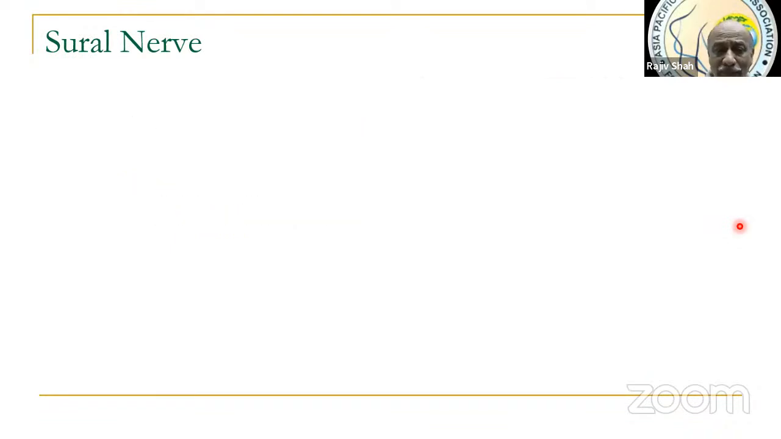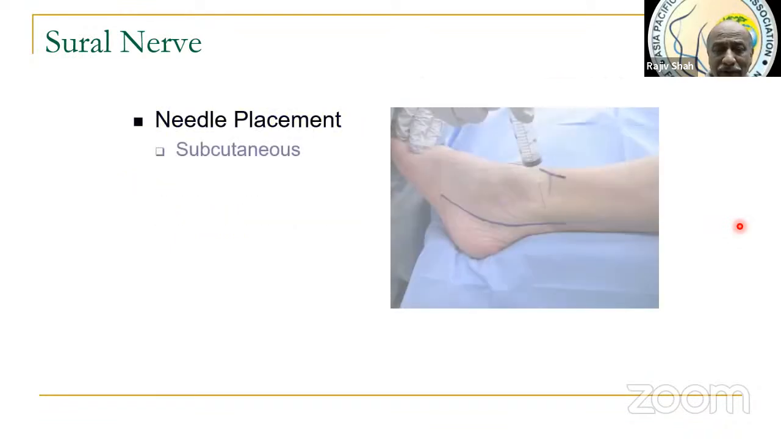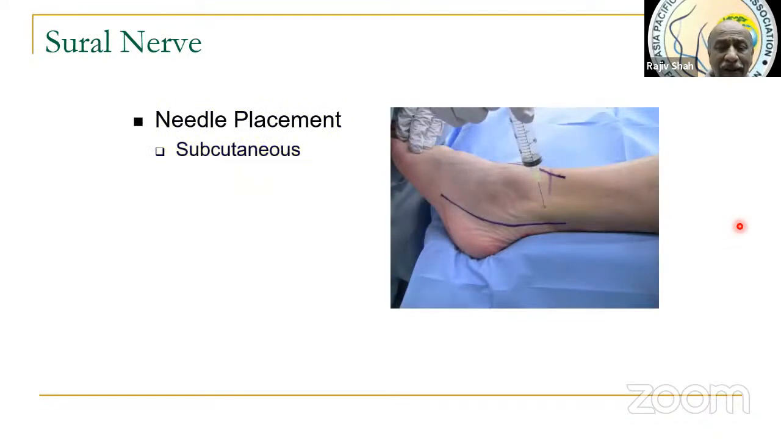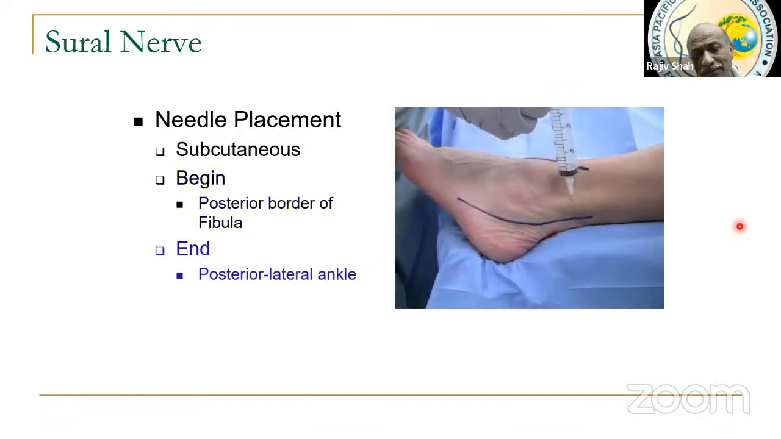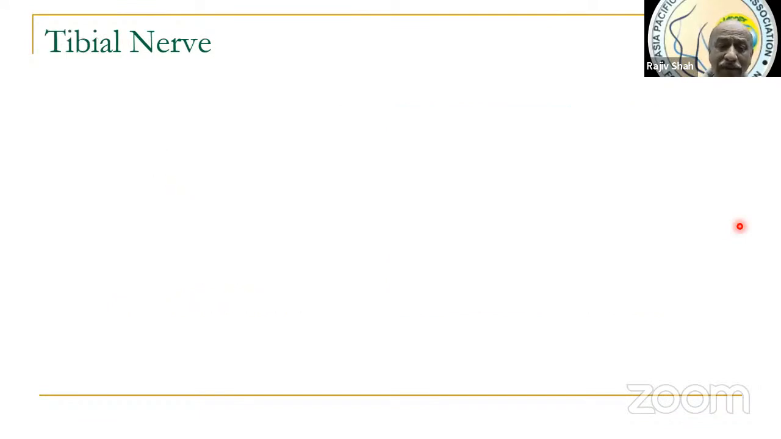So how do we block this sural nerve? You put in your needle subcutaneously and begin at the posterior border of the fibula, and from there you go right up to the tendo Achilles, and you pull the needle slightly out, and then you use 5 to 10 cc of solution for blocking sural nerve. And then the last nerve which has to be blocked is the tibial.